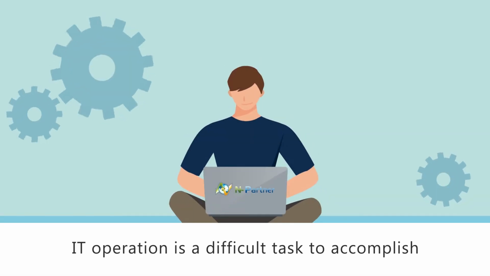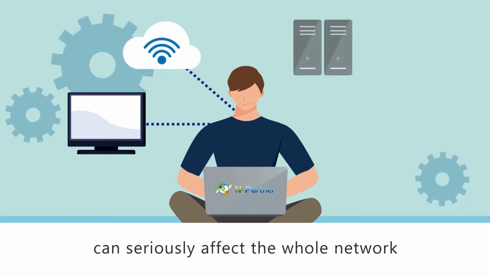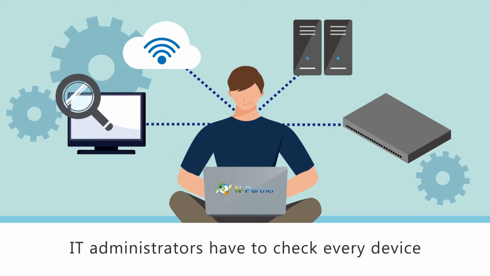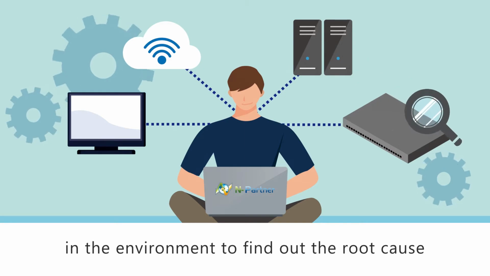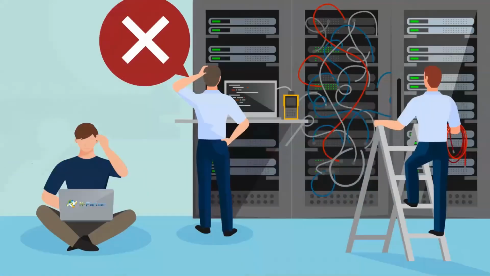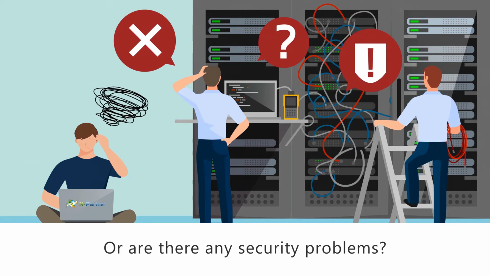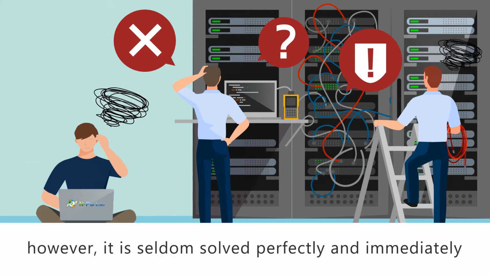IT operation is a difficult task to accomplish, and even a tiny event can seriously affect the whole network. When there is an anomaly, IT administrators have to check every device in the environment to find out the root cause. Does any device break? Is the bandwidth used up by a user? Or are there any security problems? The debugging process takes enormous efforts and time. However, it is seldom solved perfectly and immediately.